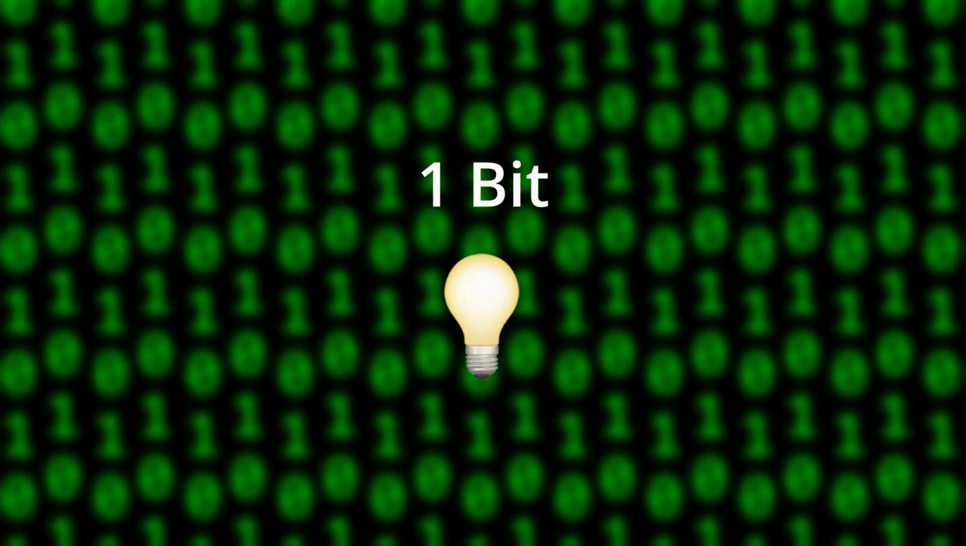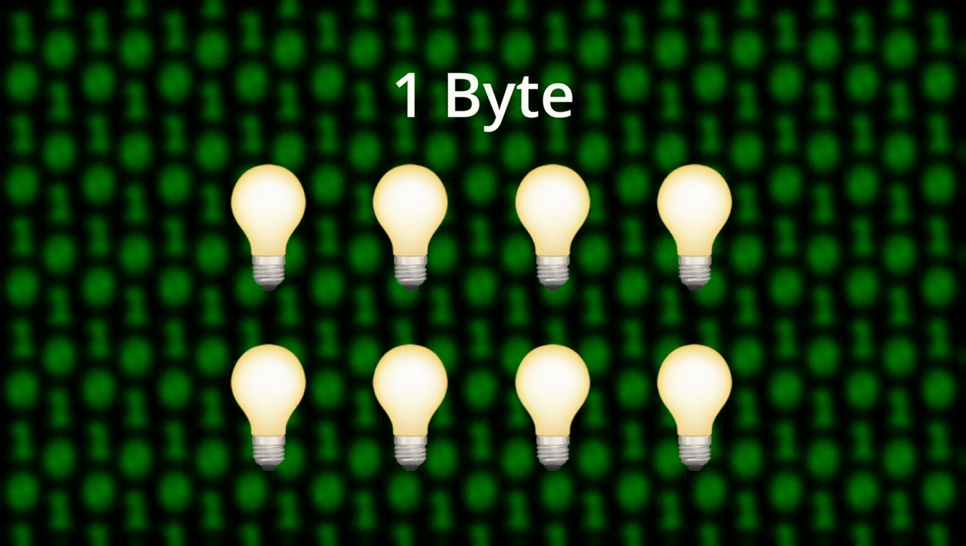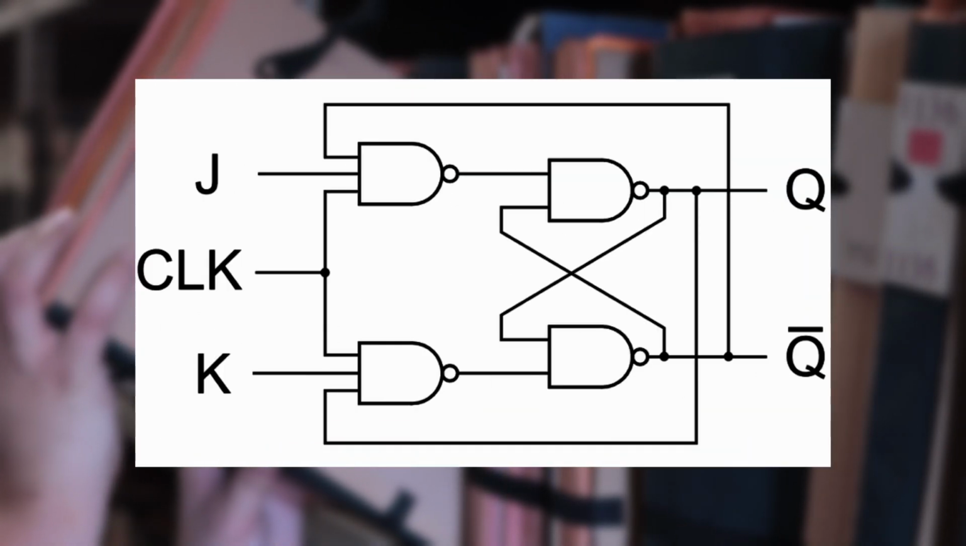Each state of a transistor is called a bit. These bits are grouped in 8, which are called bytes. Fun fact, computers also use these on-off switches, or transistors, if you would like, to remember stuff as well. But that's the topic of another video.